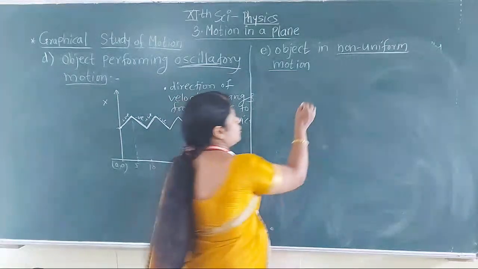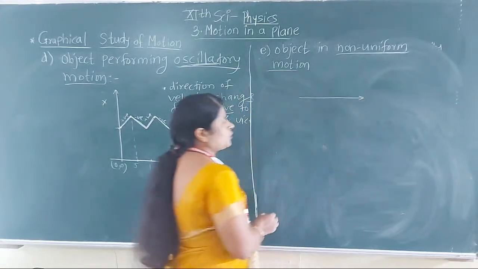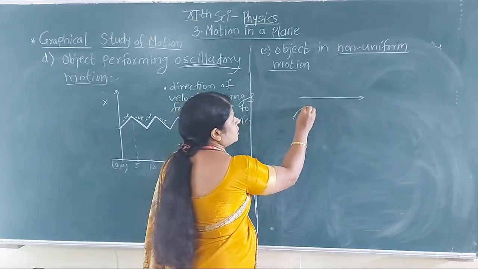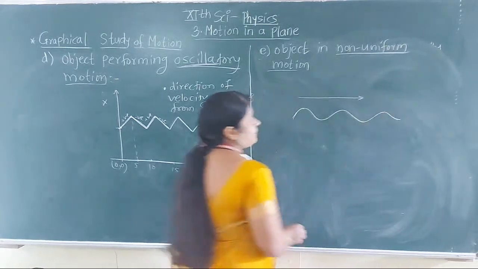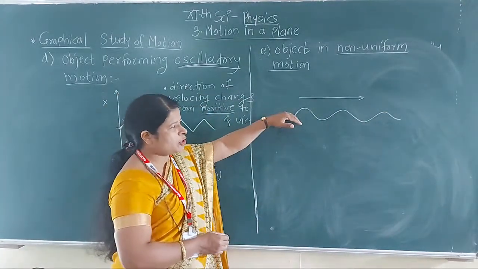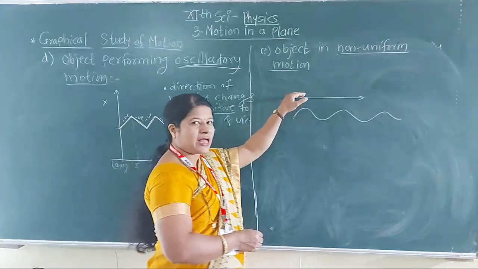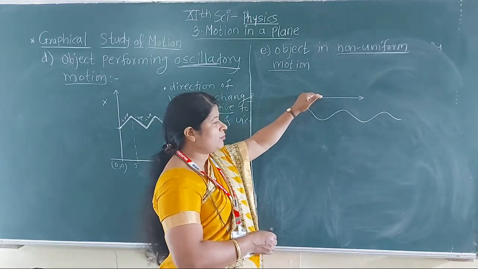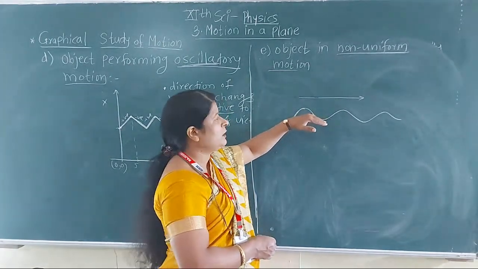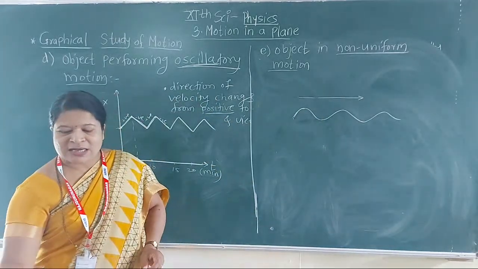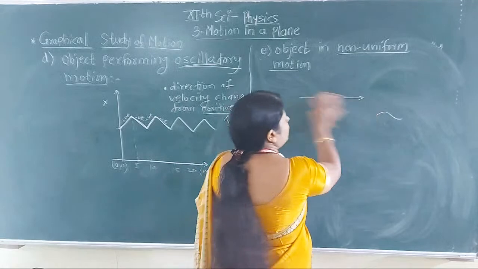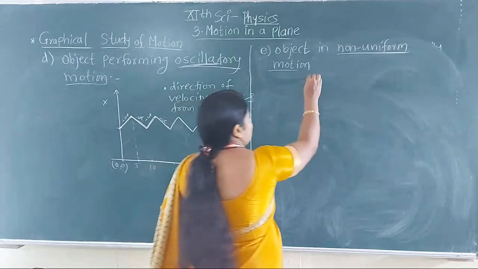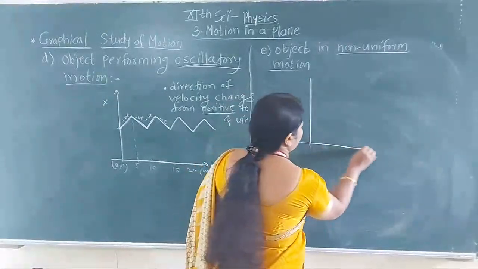For example, uniform motion means the object's motion is like this, and non-uniform motion is like this, random. This motion we call a non-uniform motion of the object, and motion along a straight line means uniform motion. This is called a uniform motion of the object, and this is the non-uniform motion. So we have to plot a graph, or show the relation between two physical quantities, for non-linear or non-uniform motion.